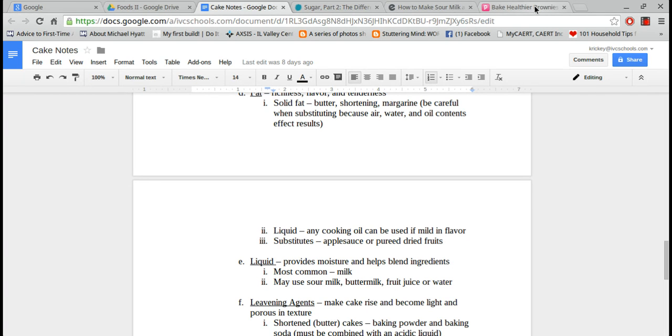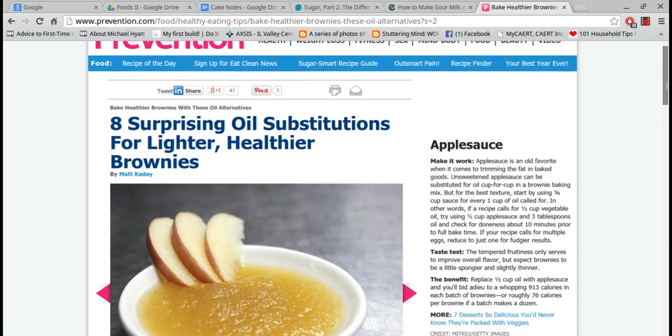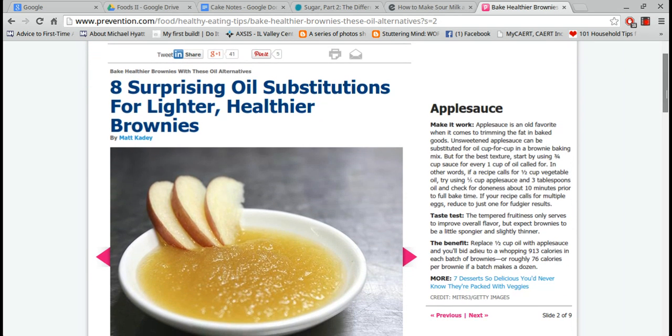Substitutes. We talked in class about using applesauce as a substitute in baking. Here's a website that'll show you several different things that you could use to make healthier. They're talking about brownies here, but you could try it in cakes as well. This is just explaining the applesauce and how you don't typically substitute straight amounts for amounts. Like if it calls for oil, you don't use the same amount of applesauce. You can pause the screen and read more about it if you want, but I'm going to go ahead and go on.